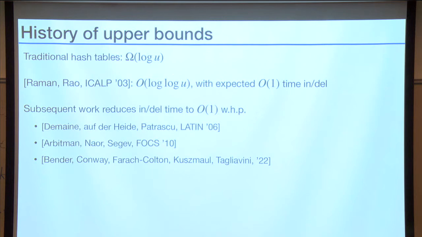In 2003, a bound of big O of log u was proved with expected constant time insertions and deletions. So this decreases the number of wasted bits from log u to log u. Subsequent work improved the insertion and deletion time from expected constant to high probability. Each of these papers proves high probability bounds for more and more succinct hash tables, until the final one achieves log u with high probability constant time insertions and deletions. So this is the state of the art, big O of log u.